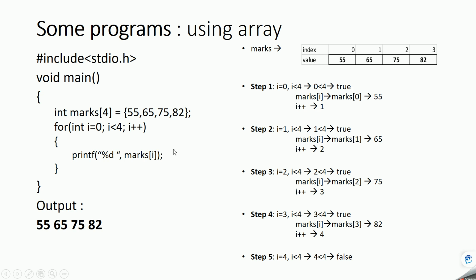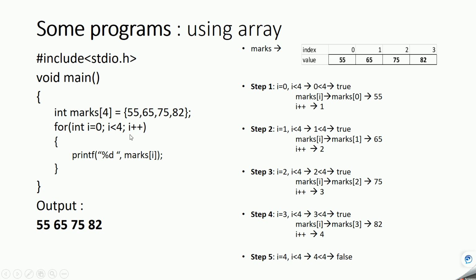And then, since this condition is true, control will come here and this will execute. So marks of i can be written as marks of 0. Here the i value is 0, so marks of 0 is nothing but this 55. So 55 will get printed here. Marks of i, which is marks of 0, will become 55. So the first time it will print 55.